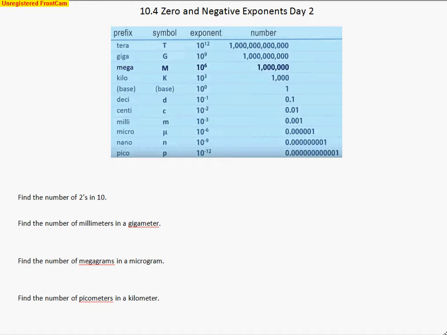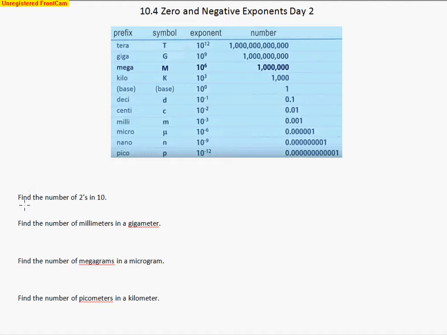This is the lesson for Chapter 10, Section 40, negative exponents, day number 2. Today what we're going to end up dealing with are these prefixes on a power of 10. What we're leading up to is what's called scientific notation. We'll start off with this first one.